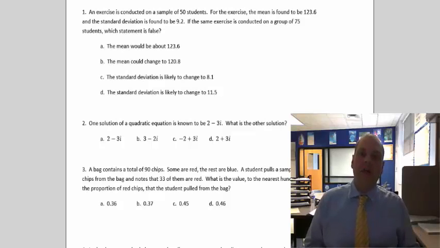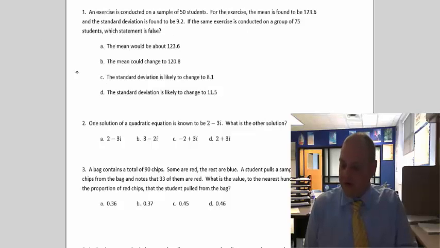All right, let's roll through this last quiz review of the course. Number 1, an exercise is conducted on a sample of 50 students. For the exercise, the mean is found to be 123.6 with a deviation of 9.2. If the same exercise is conducted on a group of 75 students, which statement is false? Well, which statement is false? Make sure you read these carefully.